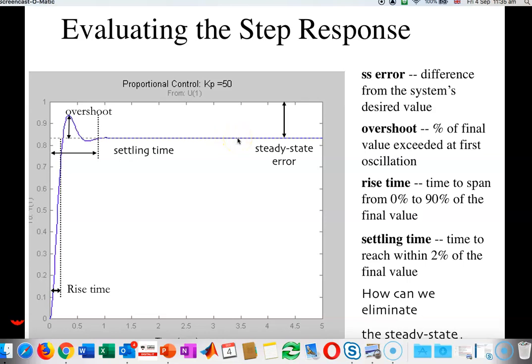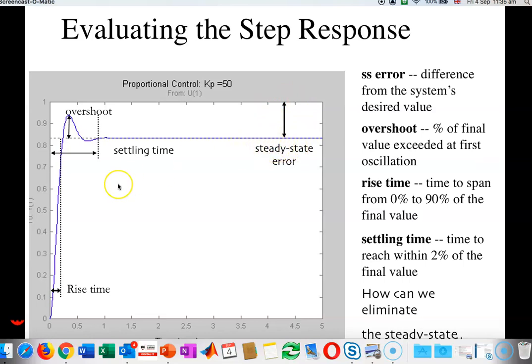The value it finally settles down to is called the steady state value. The difference between the steady state value and your target, that difference is known as the steady state error or steady state control error. Okay, so that's one of the parameters that we often use to measure the performance, to see how much it actually can achieve.